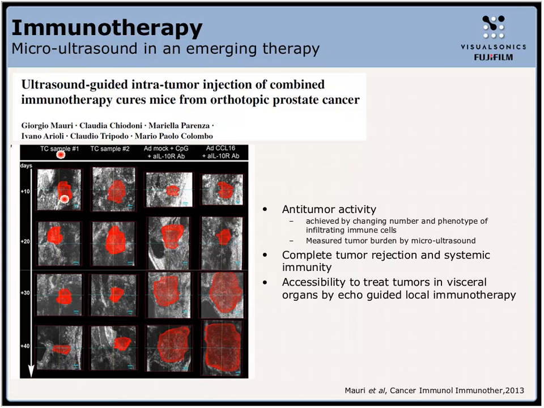What I would like to point out here is that these two columns show the therapy, and these are mock studies. You can see that with the mock studies the tumor volume increases over time, and the anti-tumor activity, however, is resolved with their immunological cocktail. I think the author was making the statement that the accessibility to treat tumors, particularly in visceral organs, would not have been possible if not for echo-guided local immunotherapy.